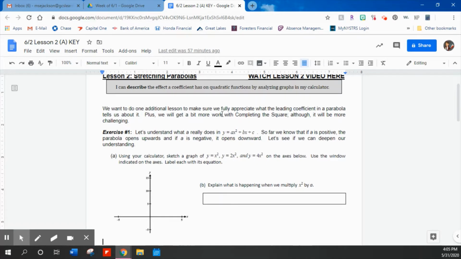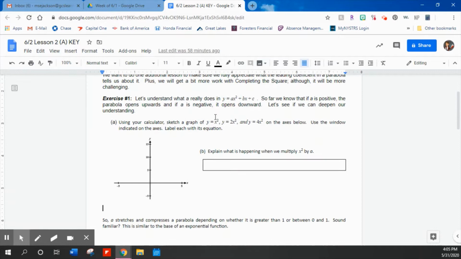We want to do one additional lesson to make sure we fully appreciate what the leading coefficient in a parabola tells us about it. Plus, we will get a bit more work with completing the square, although it will be more challenging. Exercise 1. Let's understand what a really does in y equals ax squared plus bx plus c.